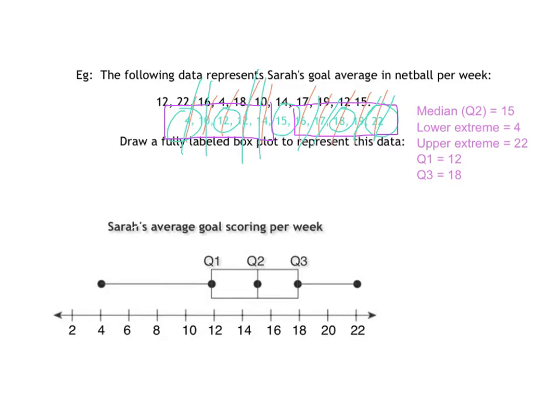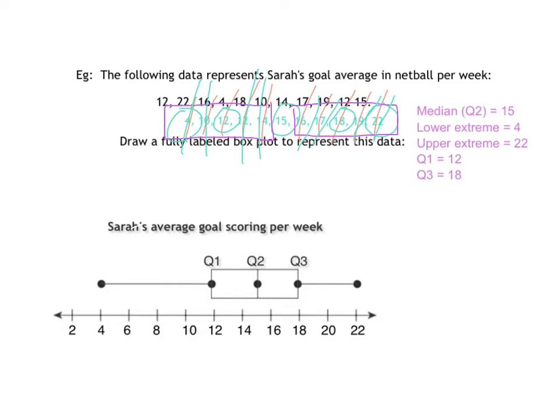And that's basically it. Then we label Q1, Q2, and Q3. So as you can see, Q1 equals 12, Q2, which is also the median, equals 15, and Q3 equals 18, which we have there.